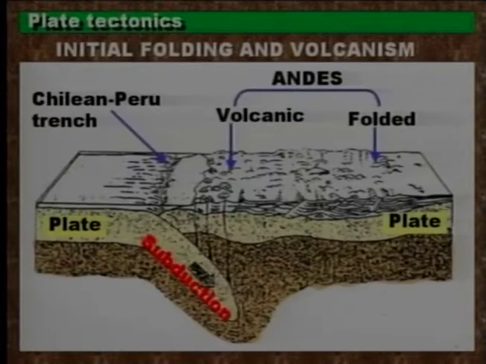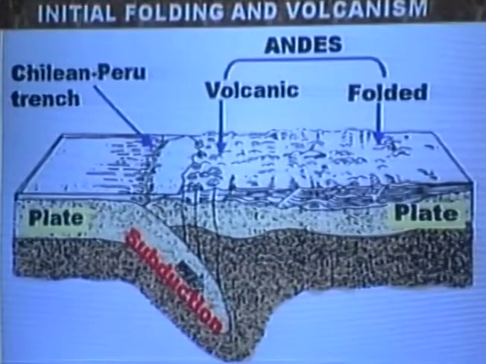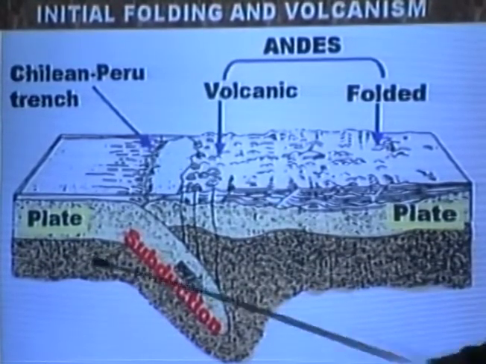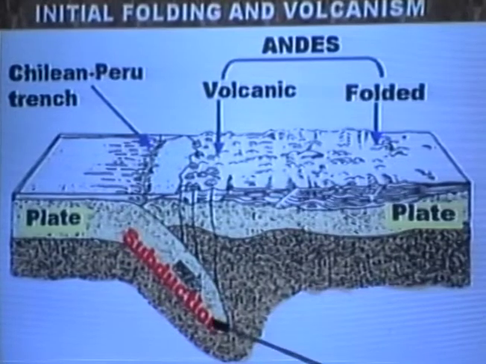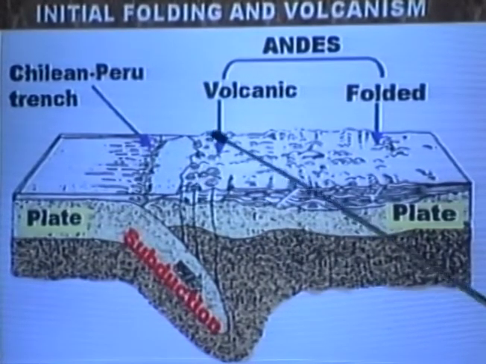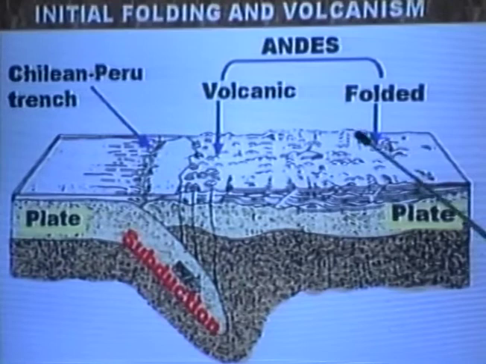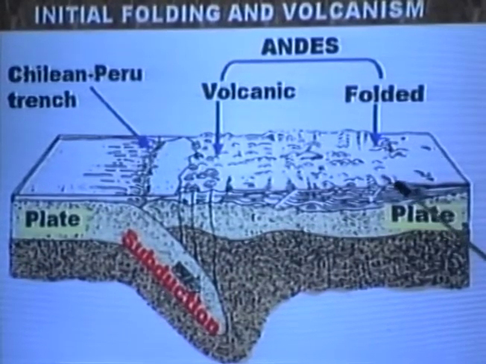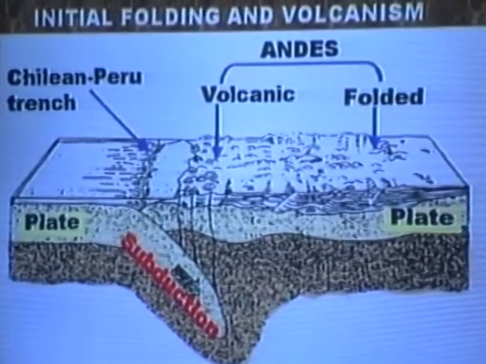On the third and the final stage now, we have the trench itself being well developed, the Chilean-Peru trench, which is here. We already note the process of subduction still continuing, volcanic islands being formed, and the fold mountains here on the continental plates forming the Andes of South America.